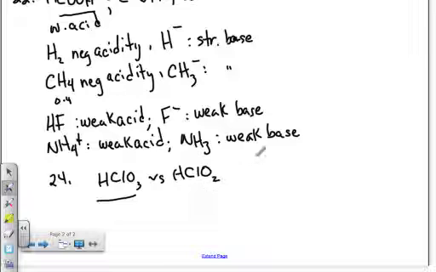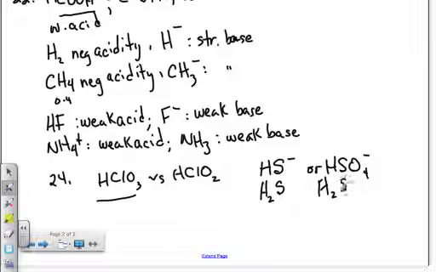In B, we have HS- or HSO4-. And we've already done this question. I thought the A looked familiar, but now it's coming back a lot clearer. We'll go ahead and finish this off. But remember, when you're looking at essentially a conjugate that came from an acid, you have to think about the acid it came from. So we're looking at H2S versus H2SO4. Now, we're not being asked about the strength of the base. We're being asked about the strength of the acid.